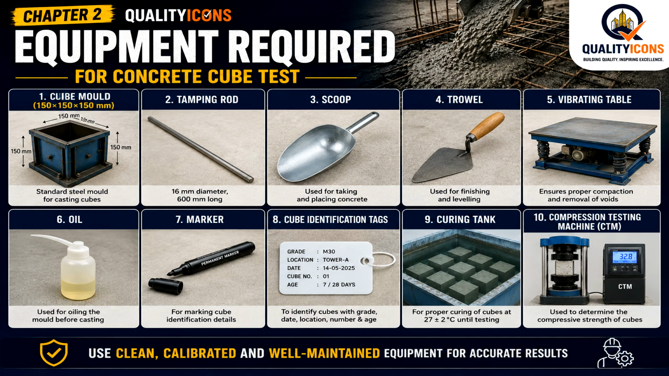So coming to the point, what equipment is required for the concrete cube test? The first is the cube mold. The essential requirements include a standard 150 by 150 by 150 millimeter cube mold with ISI mark, tamping rod, scoop, trowel, vibrating table where applicable, cube mold oil, that is a releasing agent, permanent marker, cube identification tags, curing tank, and a calibrated compression testing machine, CTM.